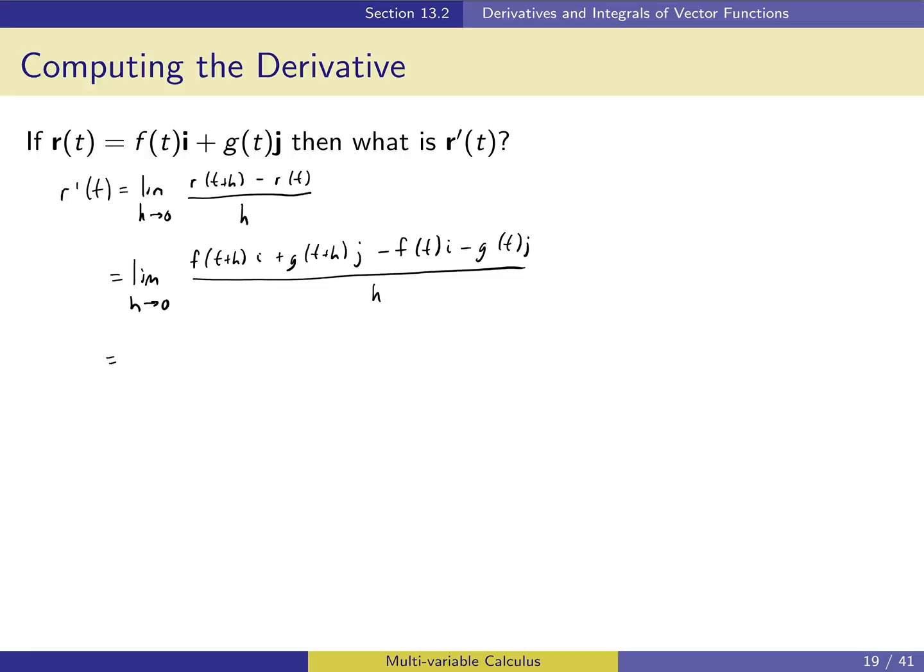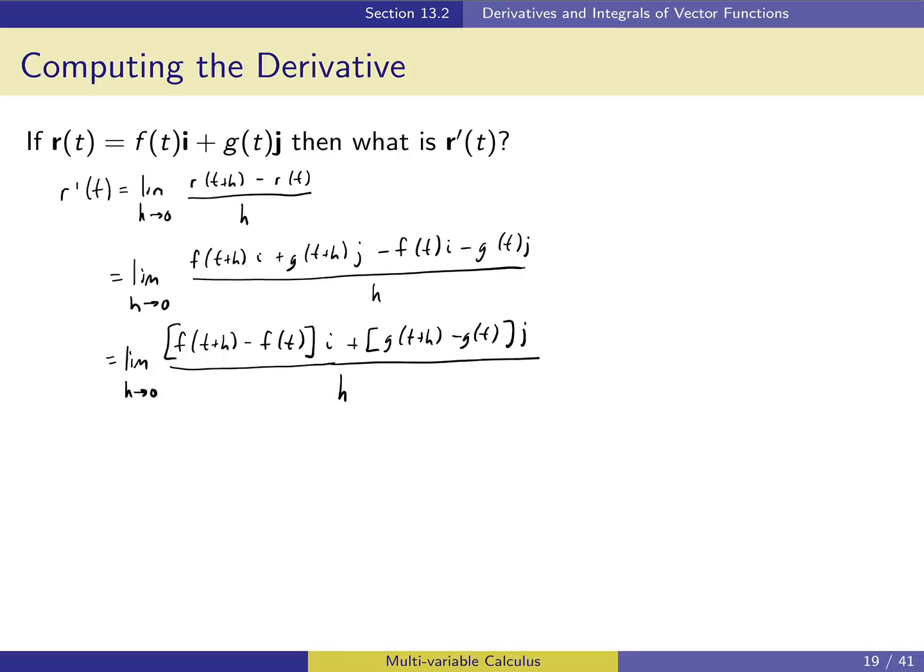And then I'd like to collect the like terms. I'd like to collect the i terms and the j terms into their own expressions. So I'll factor out an i from f of t plus h minus f of t, put some brackets around it, put an i there. And then I'll factor out the j from g of t plus h minus g of t. Those are both times j, and all of this is over h. You may see what I'm about to do here.